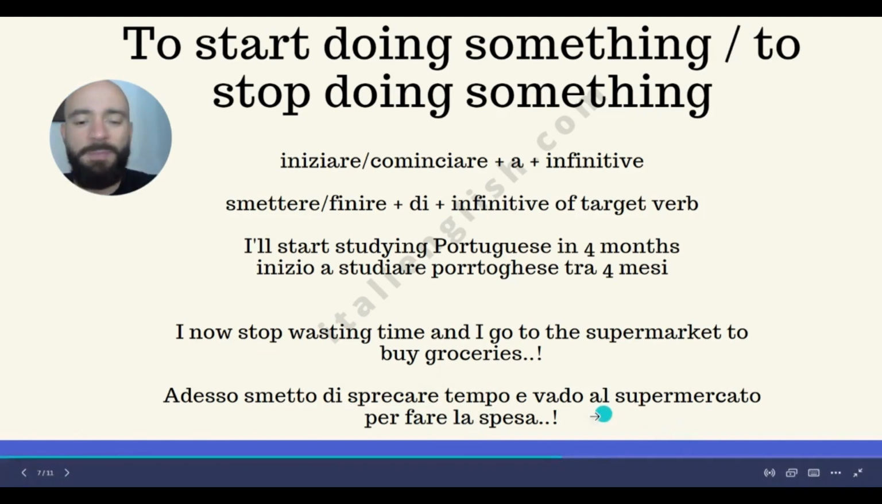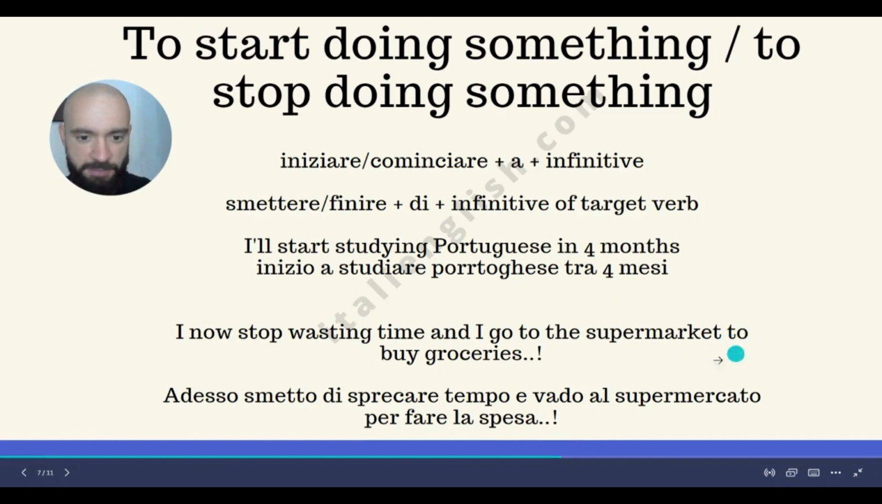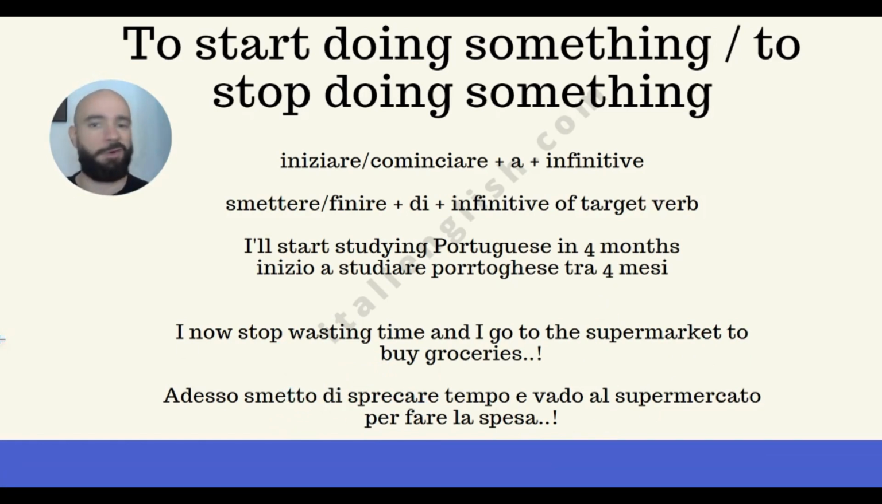Okay, but this is not very important here. It's not a key factor. Interesting, we use the preposition per here because it's I go to the supermarket in order to buy. You should know this. But again, not even this one is the key factor. The key factor here is smetto di sprecare. Okay? We use smettere because we are saying, quit wasting time now. Stop doing it for good. I will go to the supermarket. Okay?